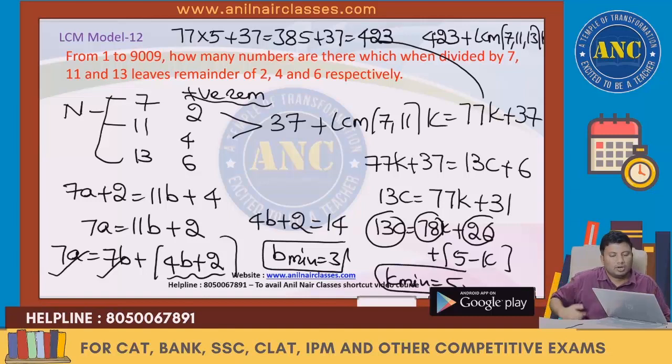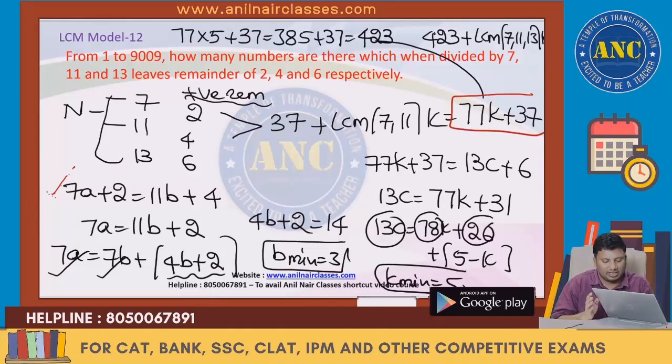Please write down 423. Just somewhere did we do any calculation mistake? When divided by 7, it should get a remainder 2, sir. Let me check one by one. 7a plus 2 equals 11b plus 4. This is clear. 7a equals 11b plus 2, 7b, 4b plus 2 is 14, b is 3. Till here it is clear. That means calculation mistake could be in the next step.